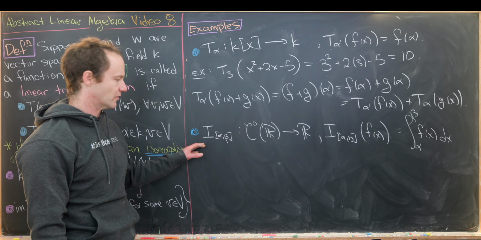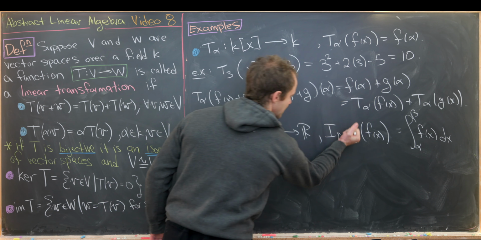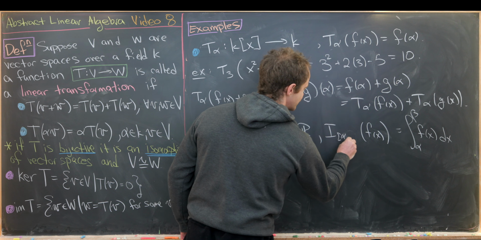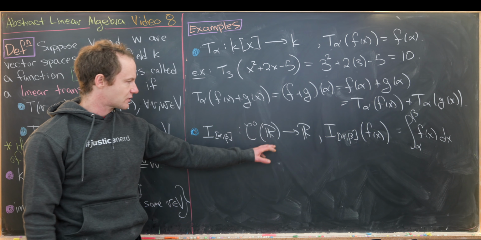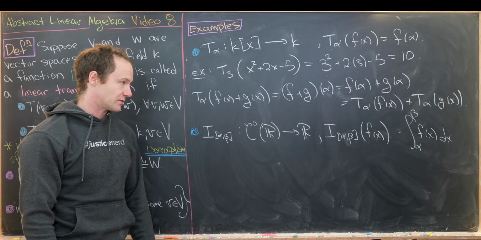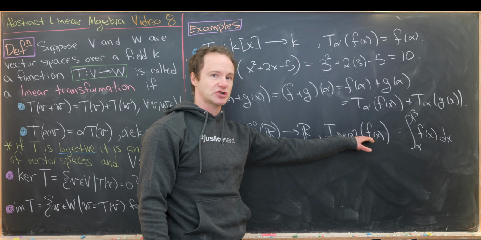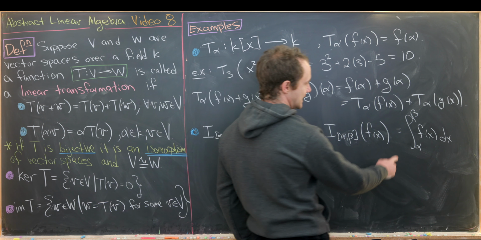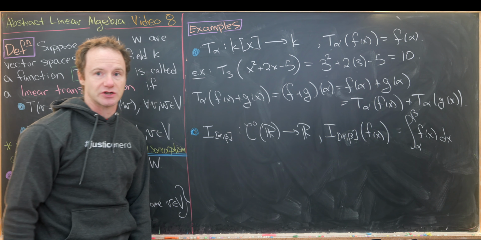So let's look at another one. I've called it A underscore alpha beta. And what it does is it starts at the vector space of continuous functions. Let's recall that we denoted that by C0R, and it goes to the real numbers. And what it does is it takes as an input a function, and as an output, it gives you the integral from alpha to beta of that function.